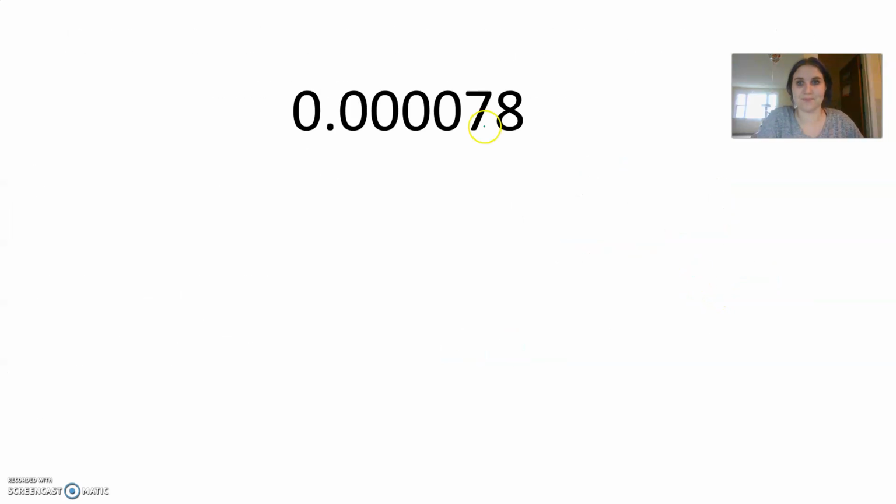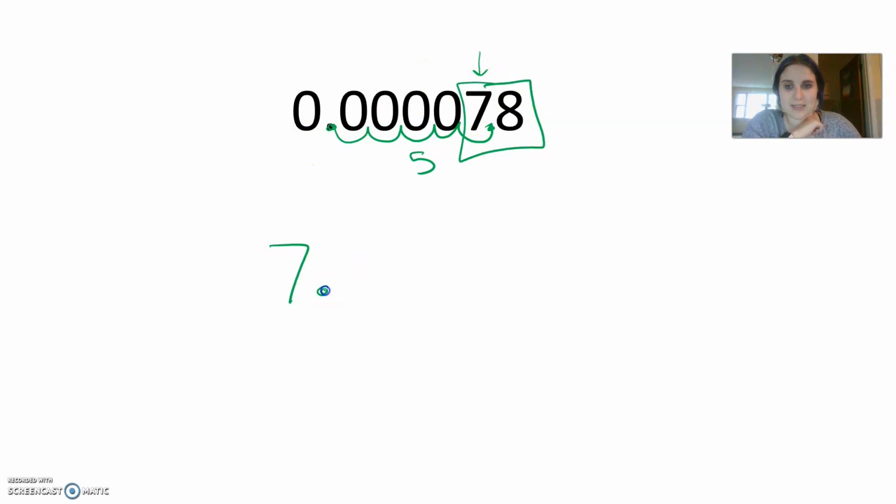Let's try another one. 0.000078. So I start on the decimal point and I move it until it is after the first digit. And my first digit that's not 0, 0 is not a digit, is 7. So we move it 1, 2, 3, 4, 5 places. So my new number is 7.8, and we multiply that by 10 to the negative 5.